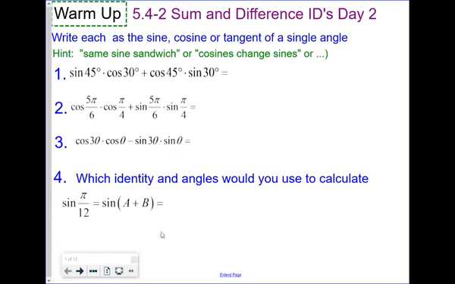Warm up. What you're trying to do here is just read the question and write each of these as the sine, cosine, or tangent of a single angle. On number 4, you don't have to find the whole answer, because this is a long problem. All it's saying is find 2 angles that you would use for A and B in this problem, where it's A plus B. Okay, off you go. Give you a minute.